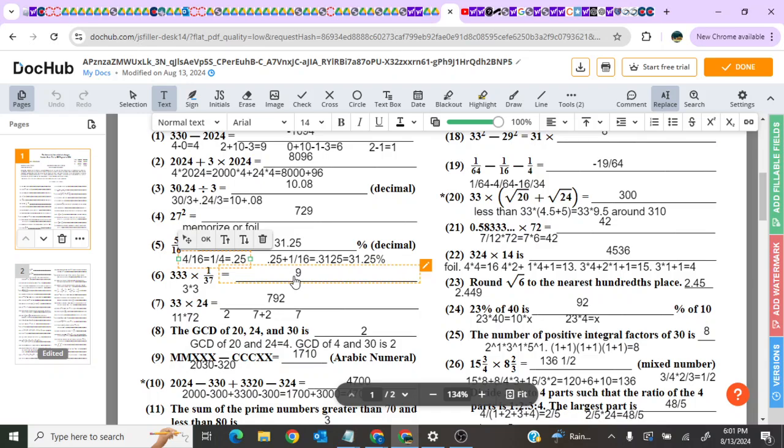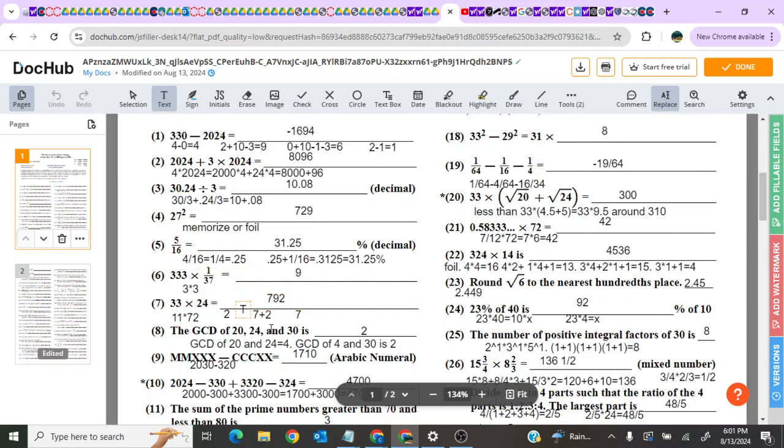33 times 24. Well, divide this side by 3, multiply this side by 3 to counteract that, and you get 11 times 72, which means you can use the multiplying by 11's trick. So 1's place, 1's plus 10's place, and then 10's place, 792.